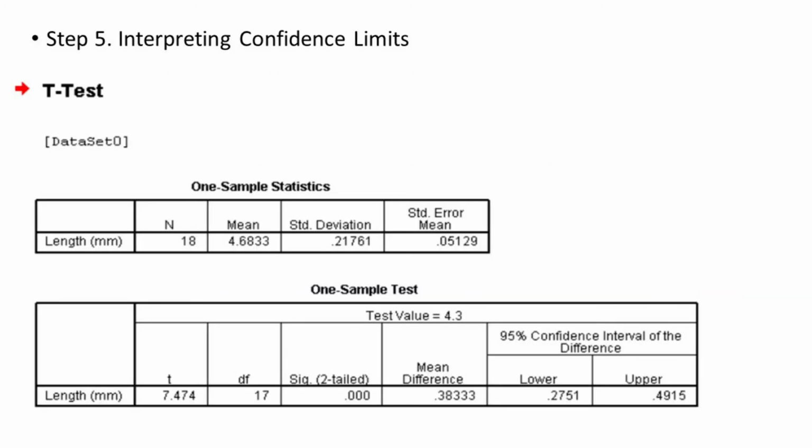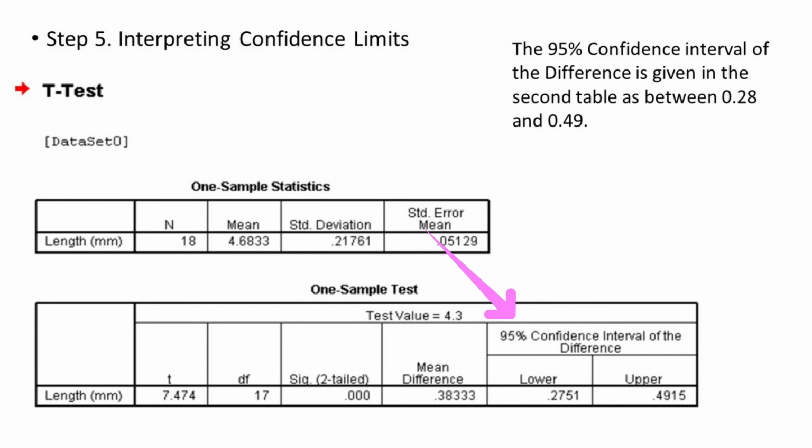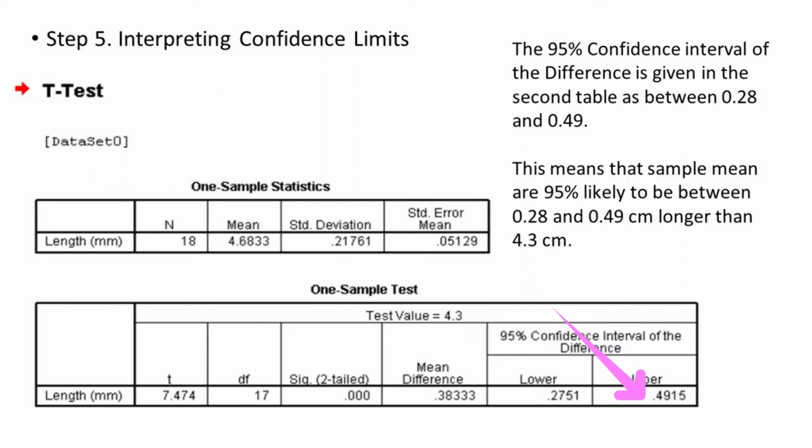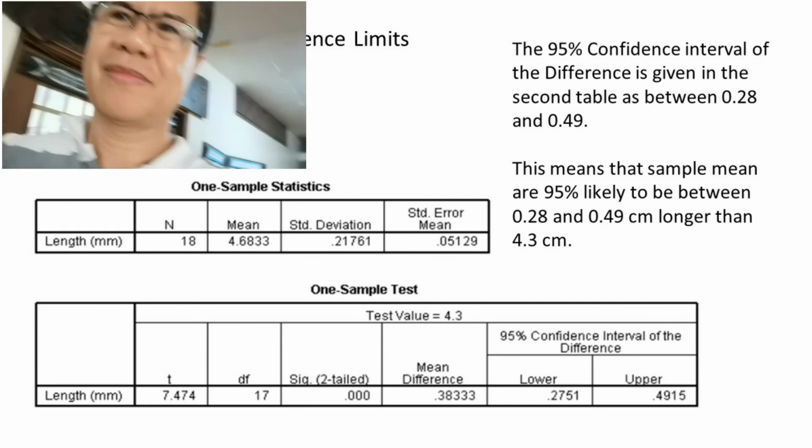The last step is to interpret the confidence limits. The 95% confidence interval of the difference is given in the second table as between 0.28 and 0.49. This means that the sample mean is 95% likely to be between 0.28 and 0.49 centimeters longer than 4.3 centimeters.